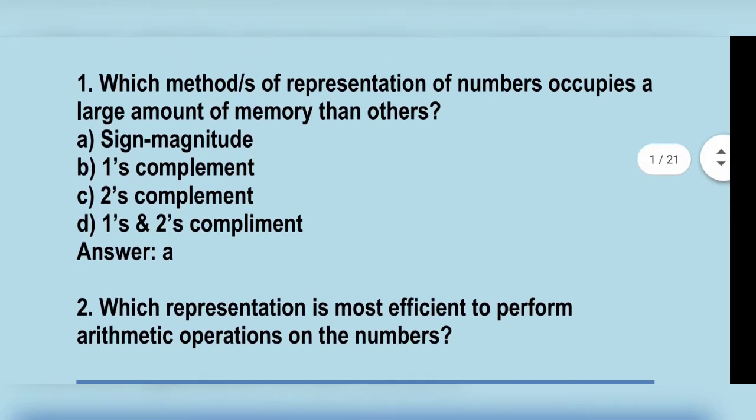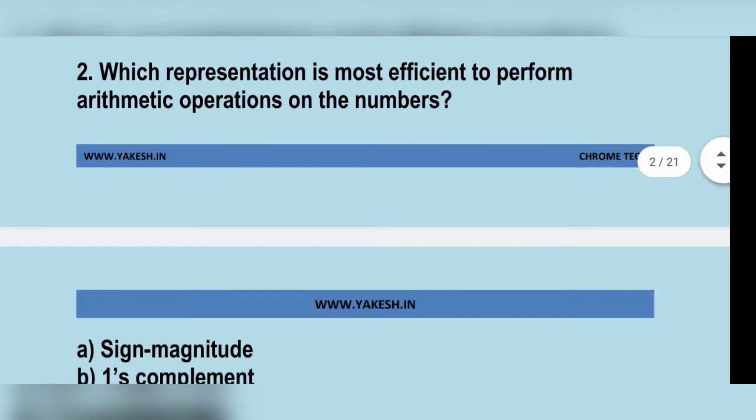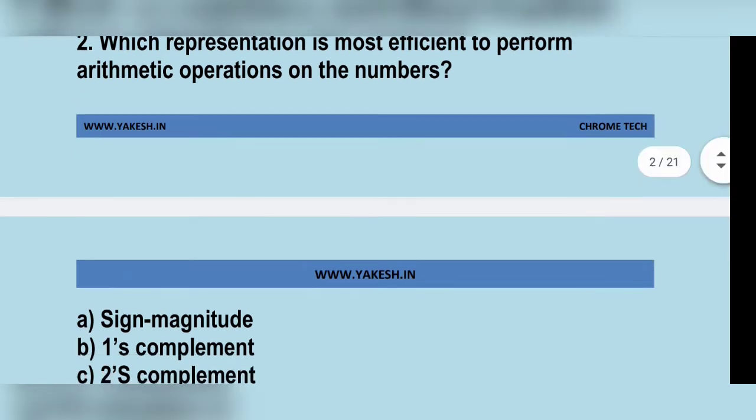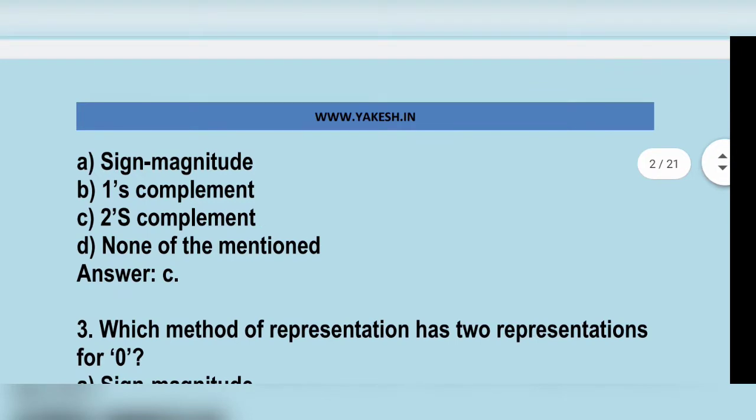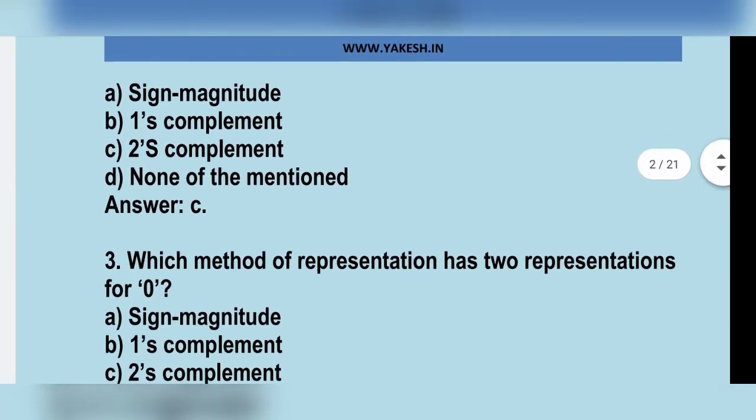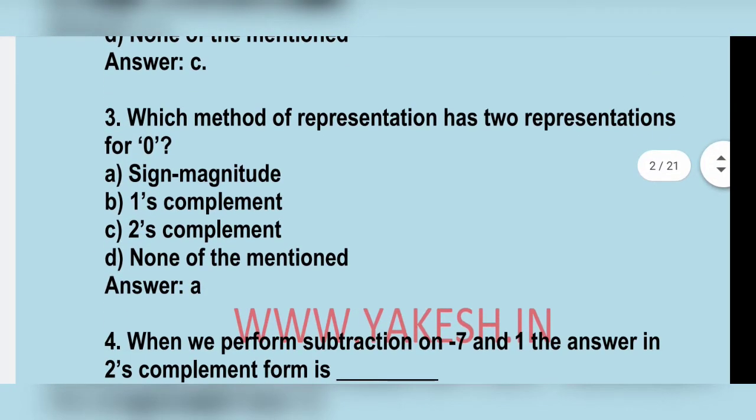Which method of representation of numbers occupies a larger amount of memory than the others? Option A, sign magnitude. Which representation is most efficient to perform arithmetic operations on numbers? Option C, 2's complement. Which method of representation has two representations of 0?